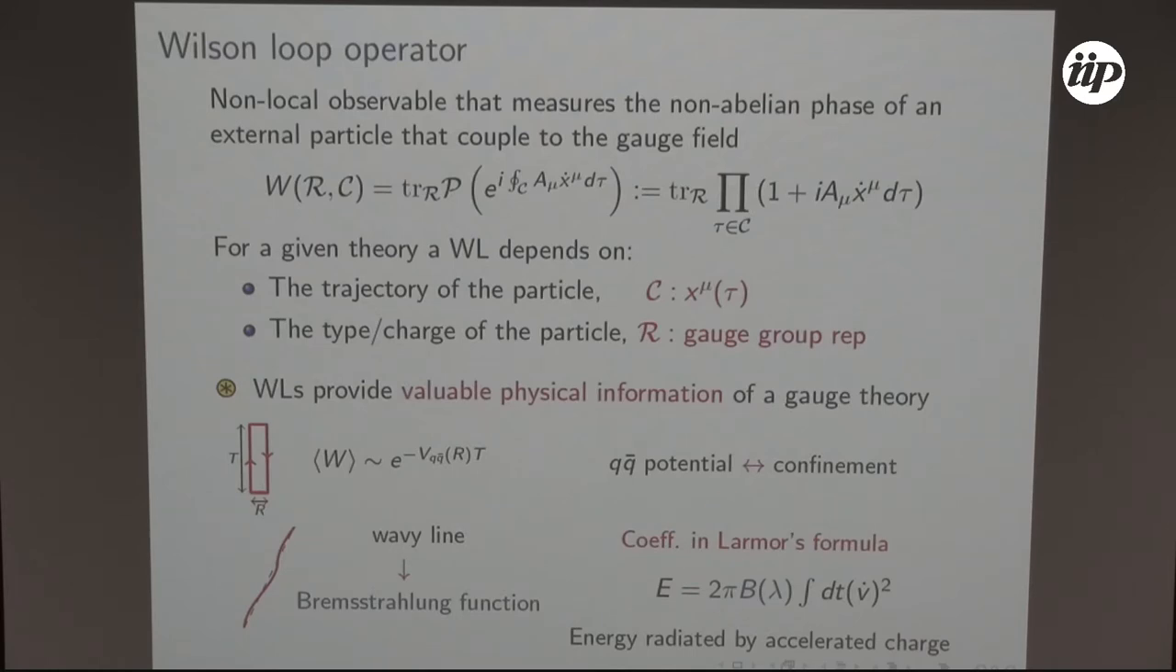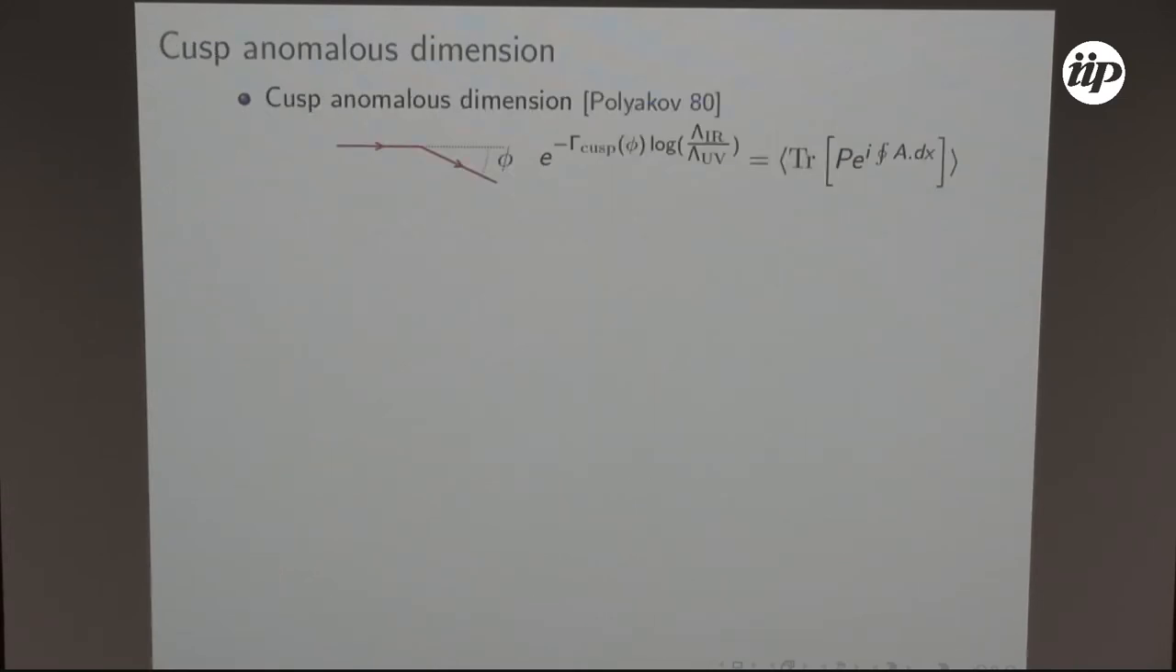So I wanted just to mention these two physical quantities that you can compute out of expectation values of Wilson loops. And precisely I mentioned these two because the two of them can be related to this guy, the cusp anomalous dimension. So this is also a very important quantity you can define that characterizes your gauge theory, and it is the cusp that I mentioned.